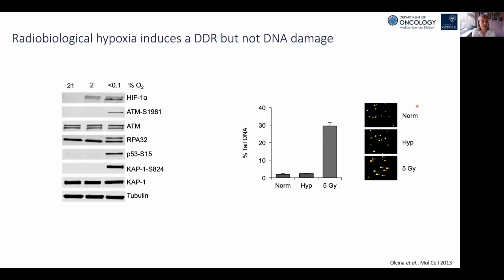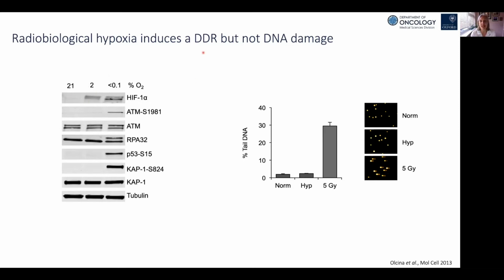So what have we learned so far over the years? We have discovered that this level of hypoxia, this radiobiological hypoxia, induces a DNA damage response, which I've abbreviated to DDR here. And we've shown this in a number of ways, most simply here through Western blotting for markers of the DNA damage response. So you can see phosphorylation of CHK1, P53, and ATM, and you see these signals at 0.1% oxygen. You don't see these at 2% oxygen, which is insufficient to stabilize HIF1 alpha.